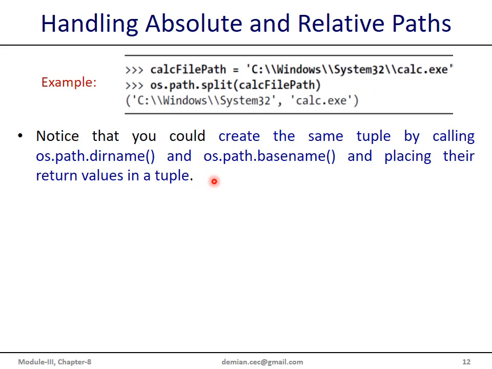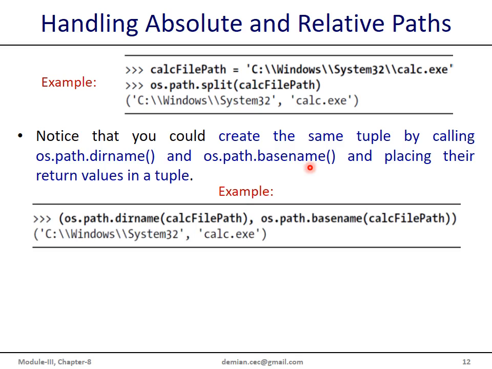Note that we can also create the same tuple by calling dirname and basename and then placing their return values in a tuple like this. We can enclose these two function calls, separated with a comma and enclosed with parentheses. Again it returns a tuple with the directory name and the base name.